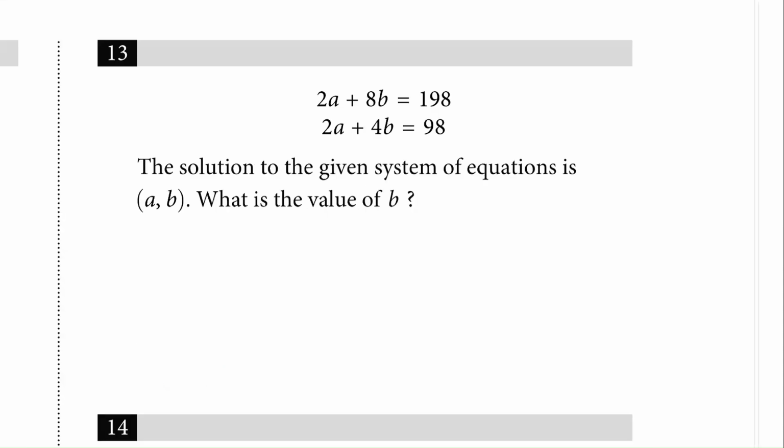The solution to the given system of equations is (a, b). What is the value of b? Well, in this case, we can plug this into Desmos and just use x for a and y for b. Or, since it's asking for the value of b, if we subtract these equations using elimination, we get a direct result. So this is going to be 8b minus 4b, which is 4b, and 198 minus 98 is 100. So we divide both sides by 4, and b is 25.